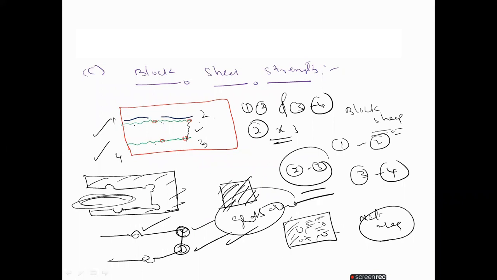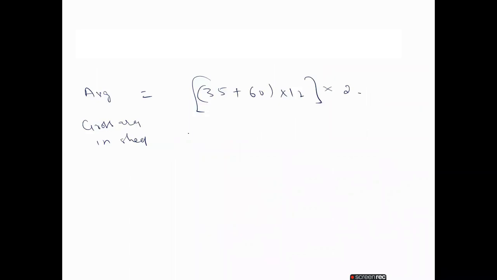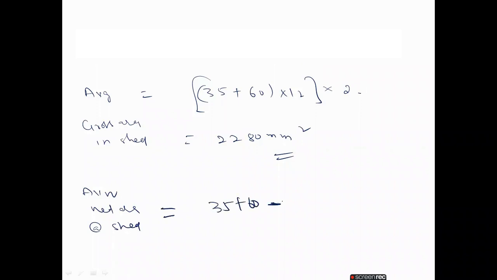So we have to add from this point to this point. Okay. Then how many portions are we taking? Two portions. This is one section and also another section. That's why we multiply with the 2. Okay. Then we will get the answer 2280 mm square. So same like that, calculate the AVN. That is nothing but net area at shear. Net area at shear. So that is 35 plus 60 minus 1.5 times the 18, multiplied with the thickness into 2.